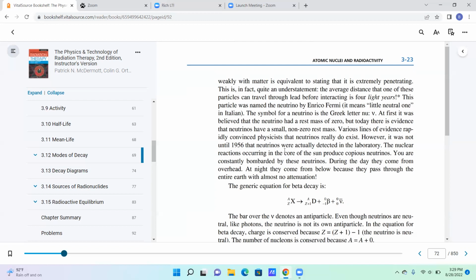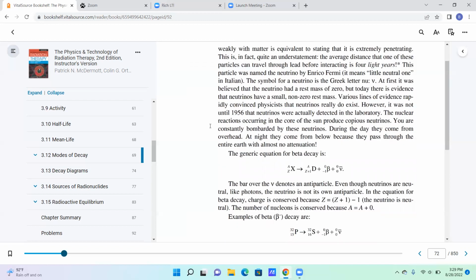Various lines of evidence repeatedly convinced physicists that neutrinos really do exist, but it wasn't until 1956 that they were actually detected in the laboratory. The reactions occurring in the core of the sun produce copious neutrinos, and you're consistently bombarded with them. During the day, they come from overhead. At night, they come from below when they pass through the Earth with almost no attenuation.